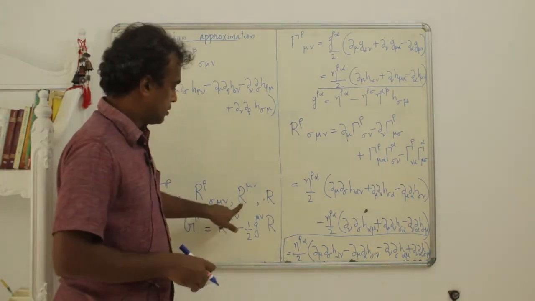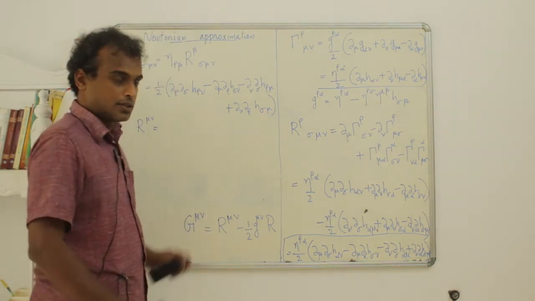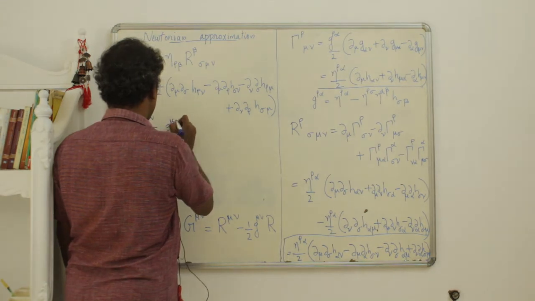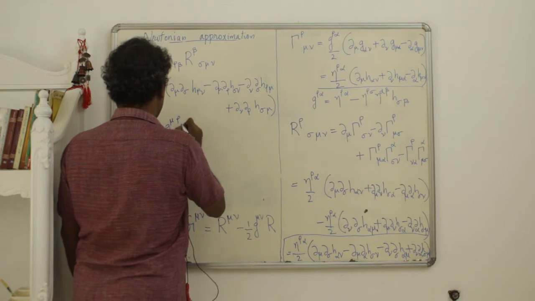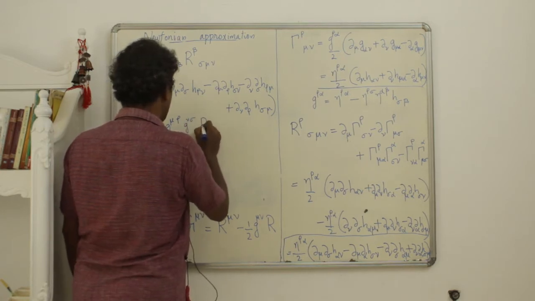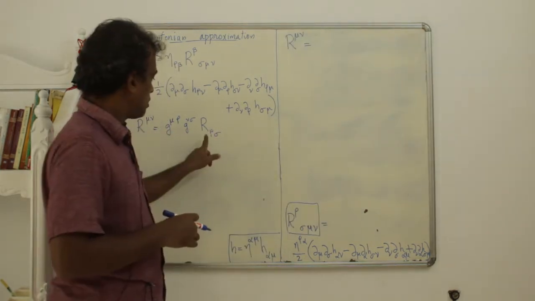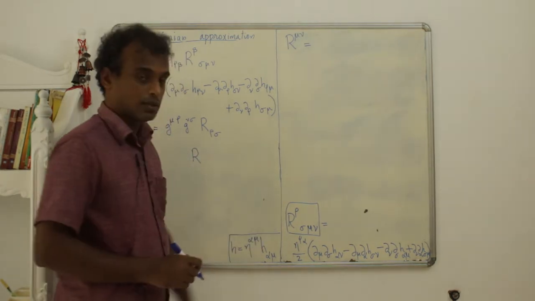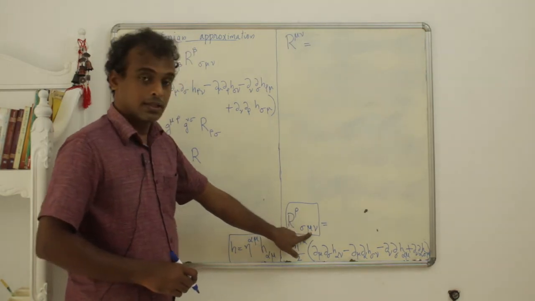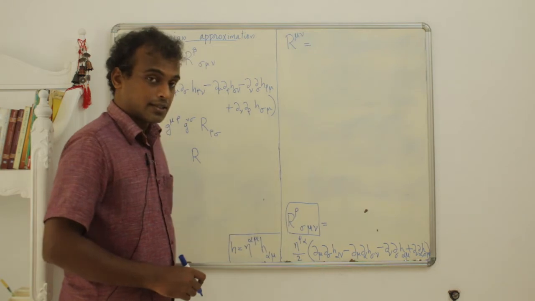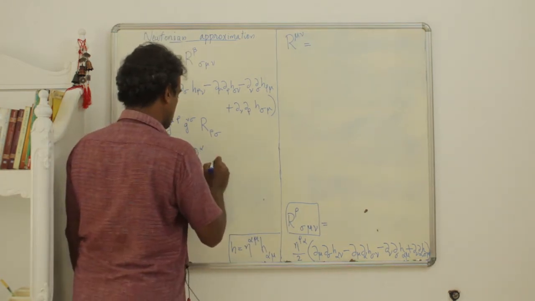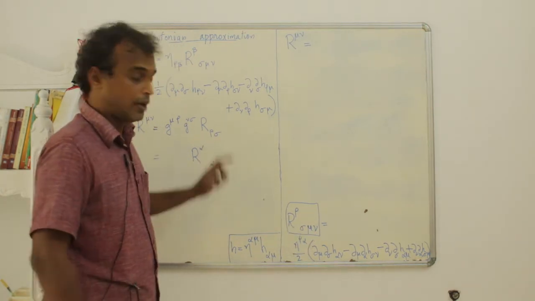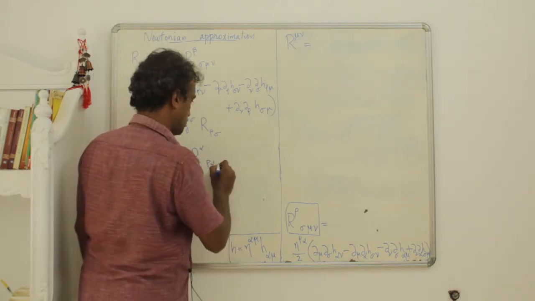The next step is to compute the Ricci tensor R mu nu. The Ricci tensor R mu nu is defined as g mu alpha, g mu rho, g nu sigma, R rho sigma, where R rho sigma is given in terms of Riemann tensor components by contracting the first and the third indices, thereby summing over them, and by identifying the second and fourth indices with appropriate values, which here are rho and sigma.